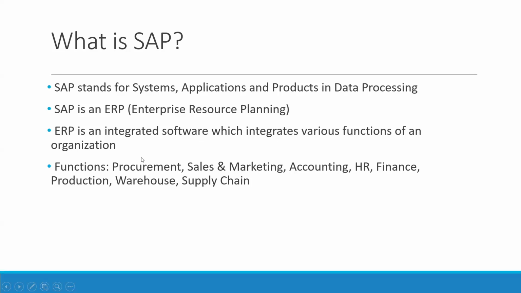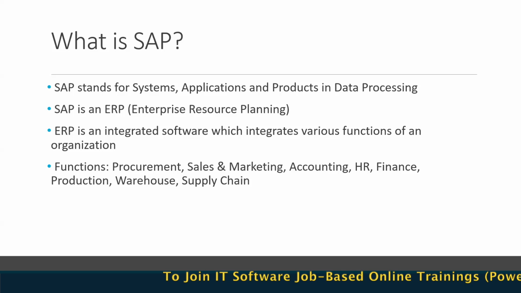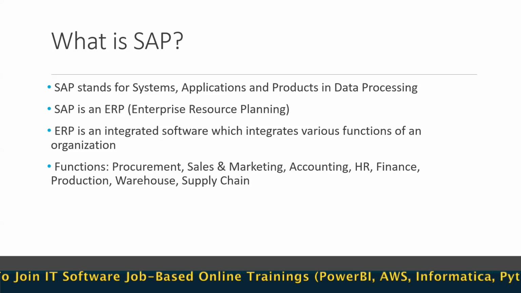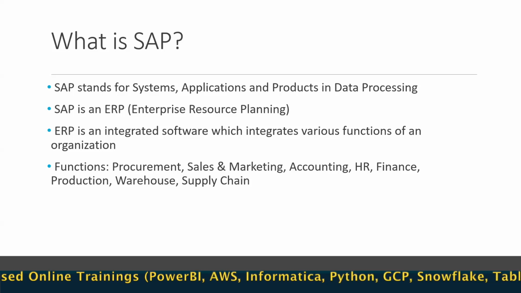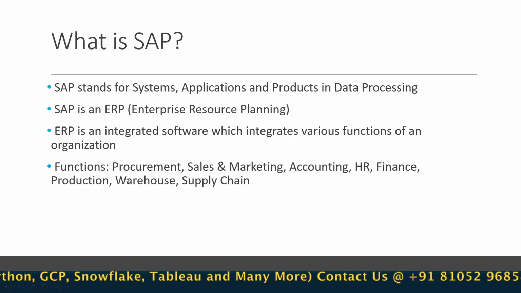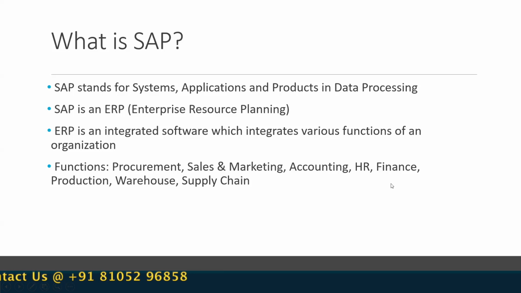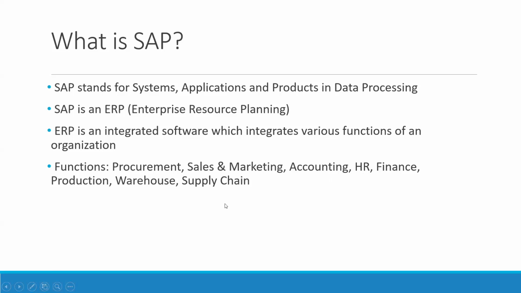So when we talk about a particular ERP, it is a system in which you will get all the company departments that you have, purchase, sales, finance department, HR department, whoever is working. In a company we have different functions, right? Procurement is where you purchase something, sales and marketing, then accounts, HR, accounting, finance, production, warehouse, supply chain. These are the departments in which our company usually works.